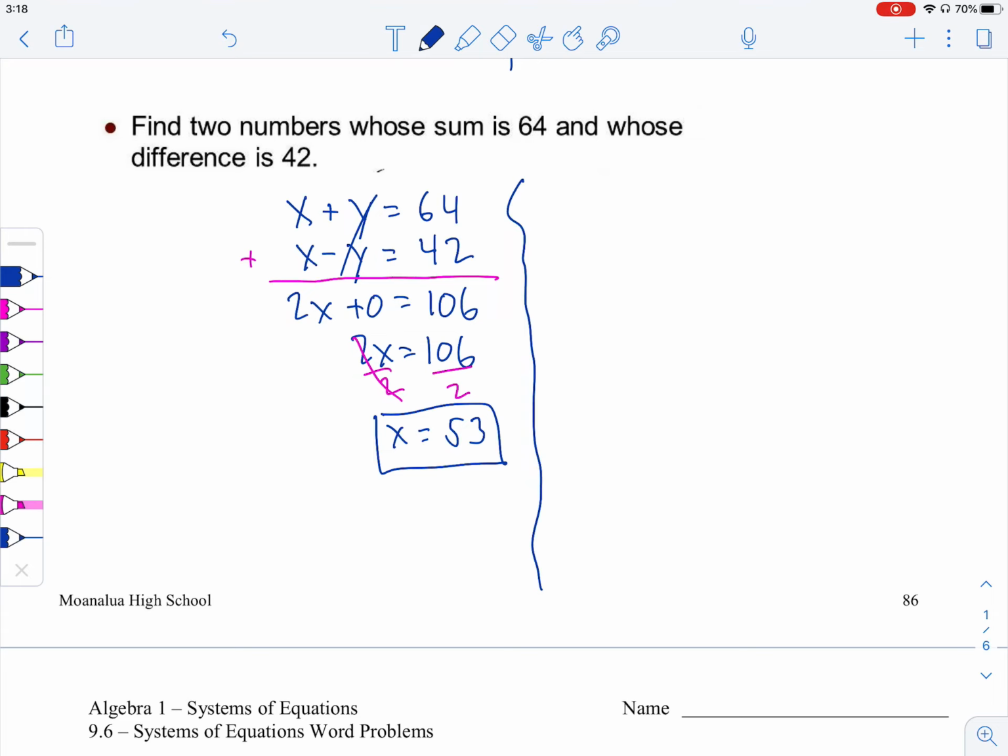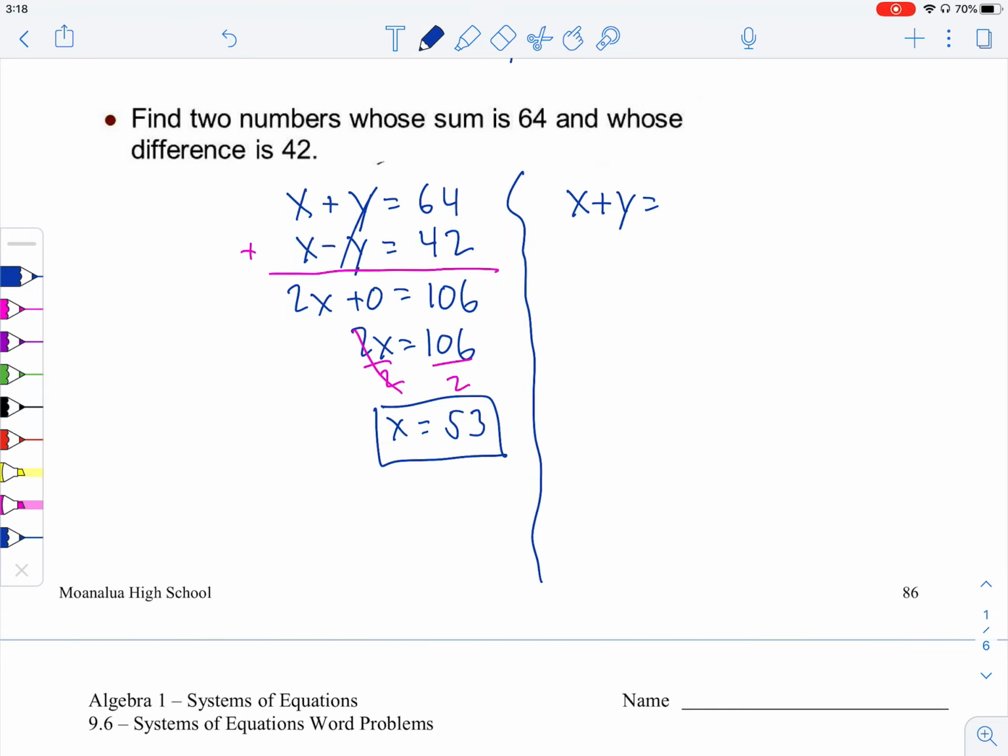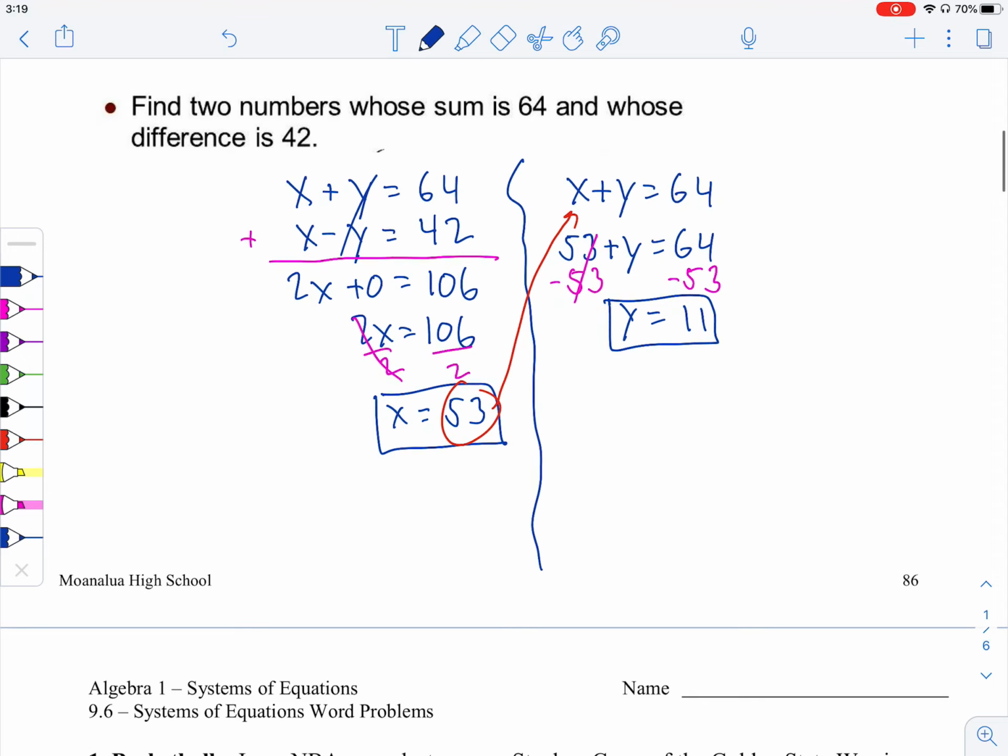And we take that and put it into either equation. Take our 53, put it in for x. So we have 53 plus y equals 64. And just solve for y. Subtract 53. y is equal to 64 minus 53, 11. So y is 11. See, that works. So 53 plus 11 is 64. 53 minus 11 is 42. So that works too.